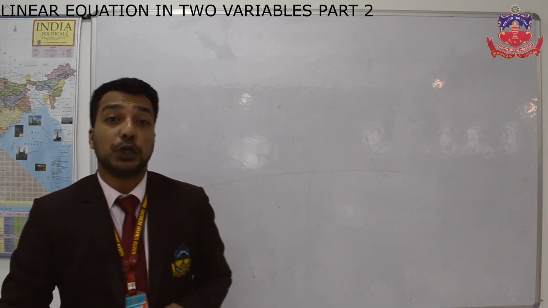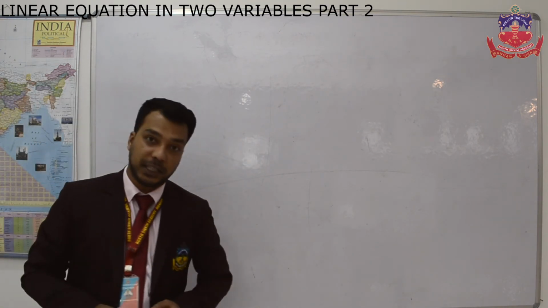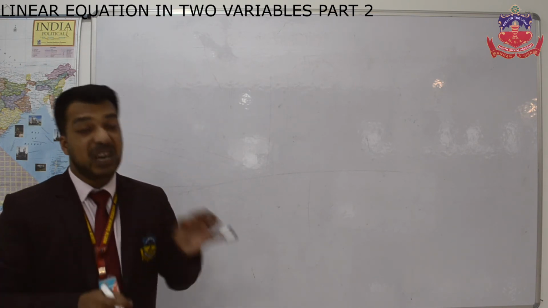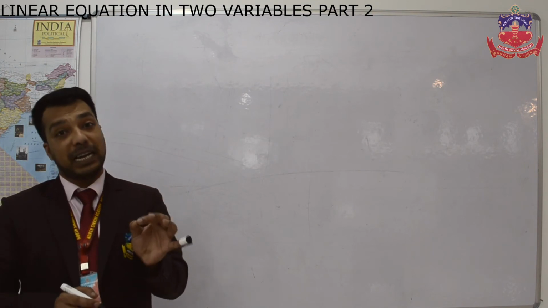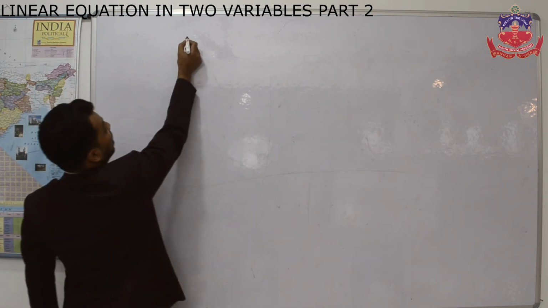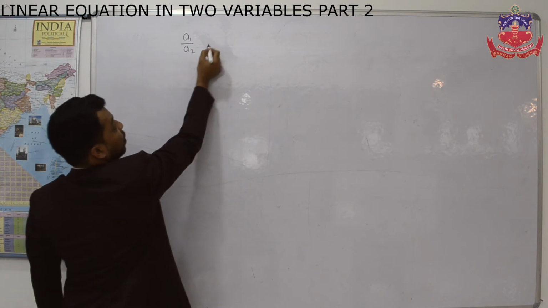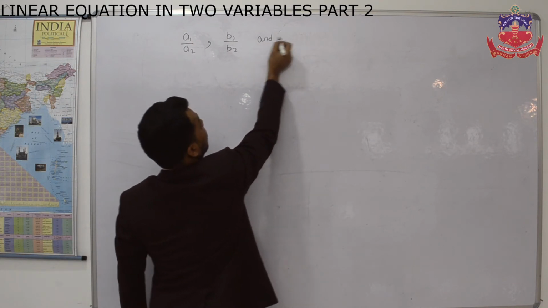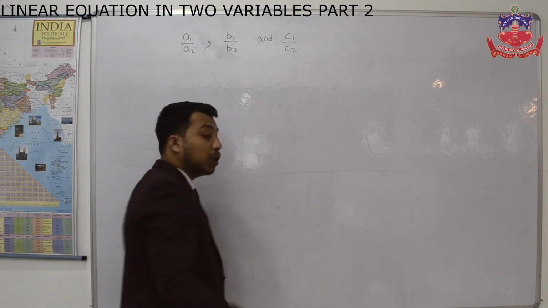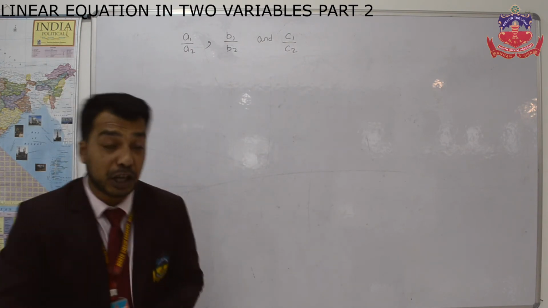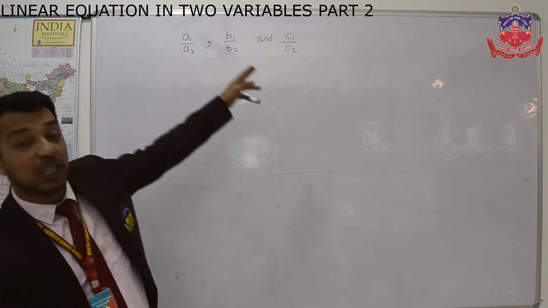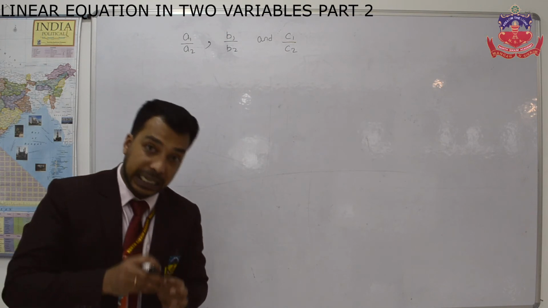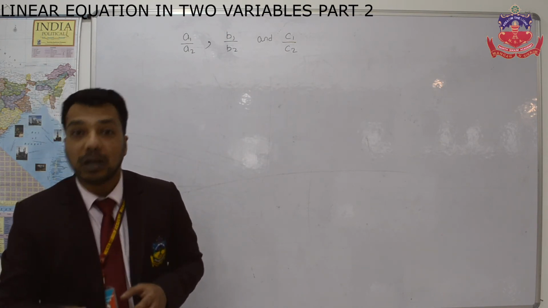Now, what type of question do you get in case of the conditions for solvability? According to your book, the question is this way: comparing the ratios A1 by A2, B1 by B2, and C1 by C2. So the question says, comparing the ratios A1 by A2, B1 by B2, C1 by C2, determine whether the given equations are intersecting, parallel or coincident.